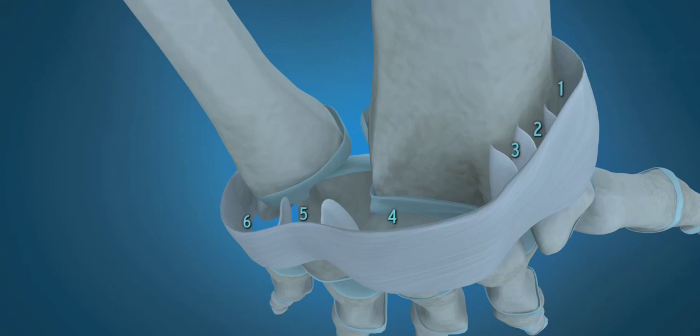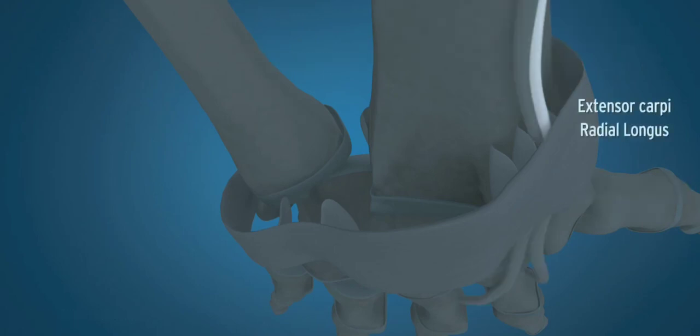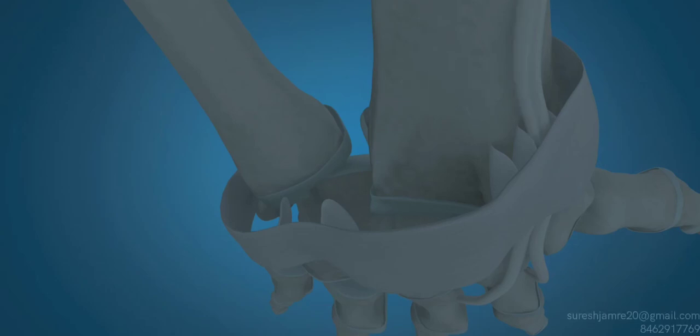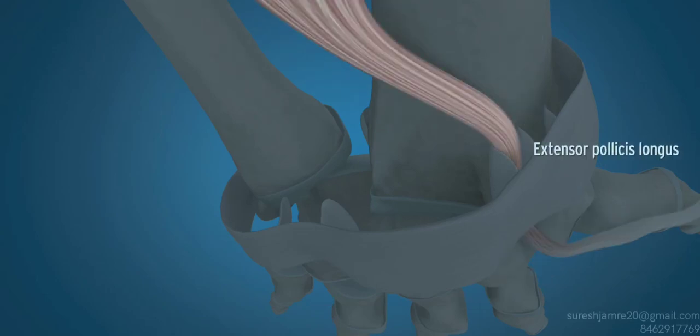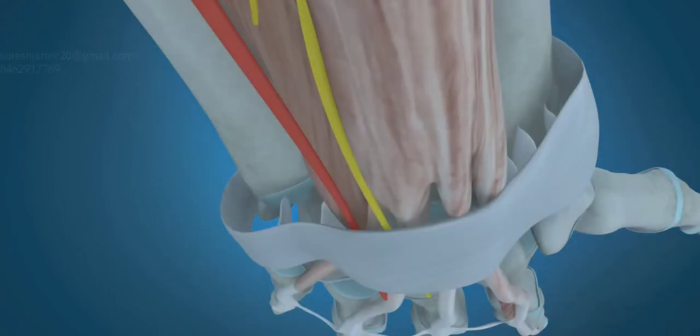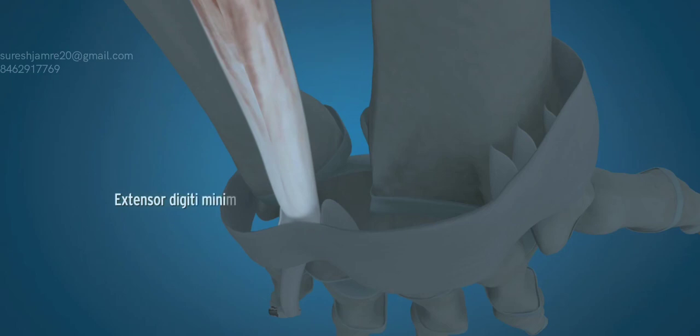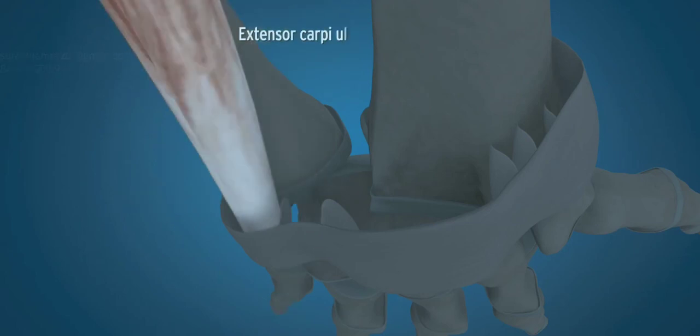From lateral to medial side, structures passing through each compartment are: abductor pollicis longus and extensor pollicis brevis; extensor carpi radialis longus and brevis; extensor pollicis longus; extensor digitorum, extensor indicis, posterior interosseous nerve and artery, and anterior interosseous artery; extensor digiti minimi; extensor carpi ulnaris.